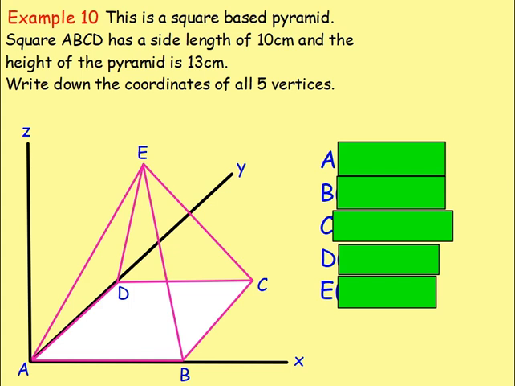Example 10, this is a square-based pyramid. Square ABCD has a side length of 10 centimeters. And the height of the pyramid is 13 centimeters. Write down the coordinates of all 5 vertices.